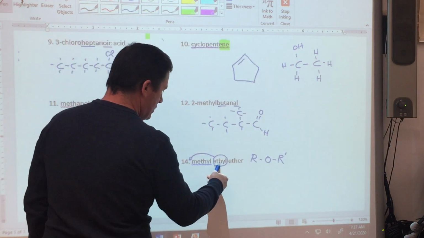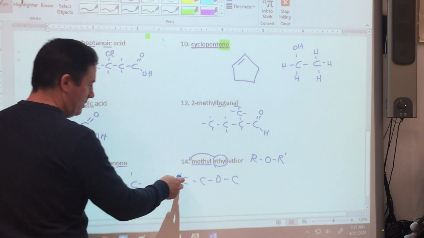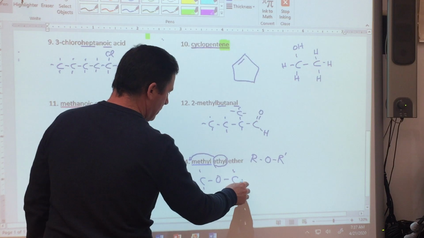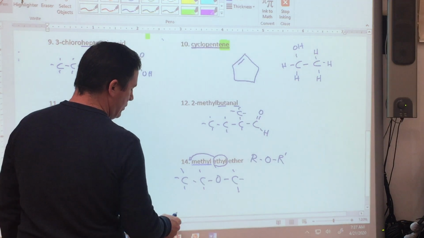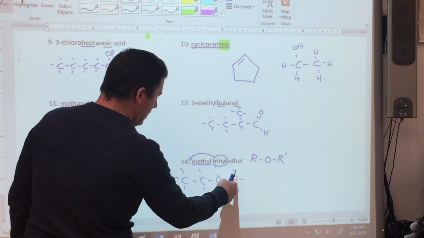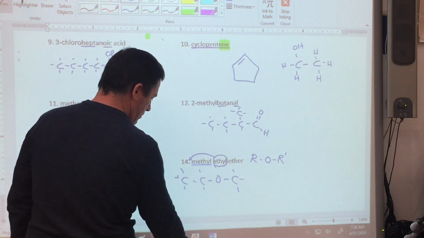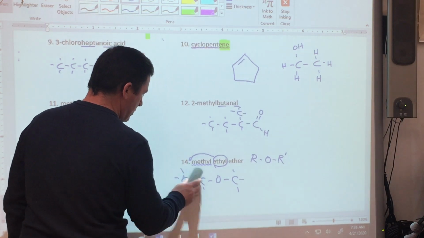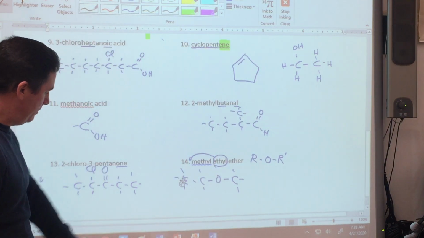I just need to put an ethyl on one side and a methyl on the other. That's it: 1, 2, 3. Make sure each of the carbons has 4 bonds. So here's my methyl group, here's my ethyl group. Again, the same thing. This could be flipped over like that, and then the methyl would be over there. It doesn't really matter. In fact, you could draw it like that if you wanted. This is being stubborn. There's your ethyl methyl ether.